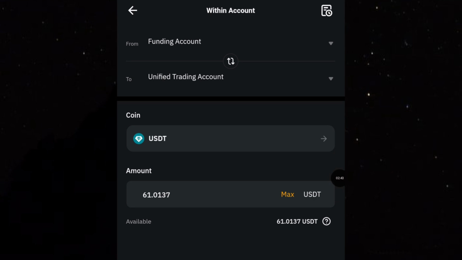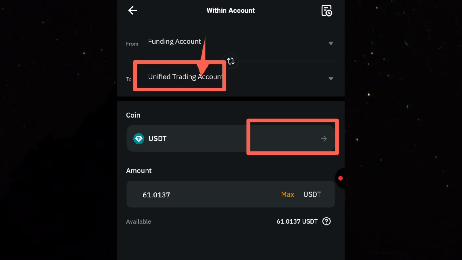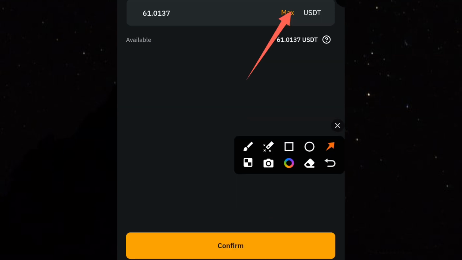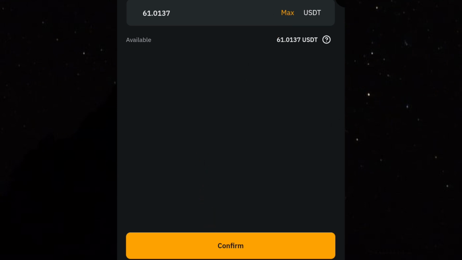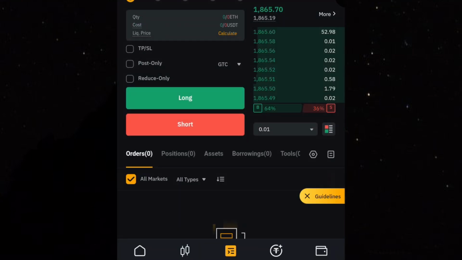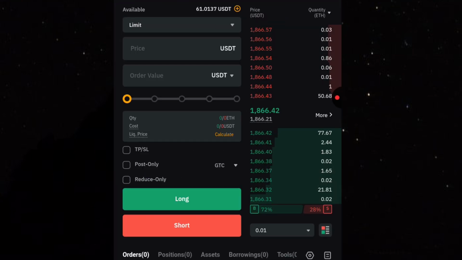I made sure that funding was up and unified trading is down, and then select USDT, because that is what we want to choose. We're moving into our unified trading account. Unified trading is a place where you can trade both spot and futures. Okay, and then you click on max, then you come down and you select confirm. So you can see the settings, how I set everything. This is how you do yours. So you click on confirm, and once you've clicked on confirm, you have moved it, and it will bring you straight to this point.